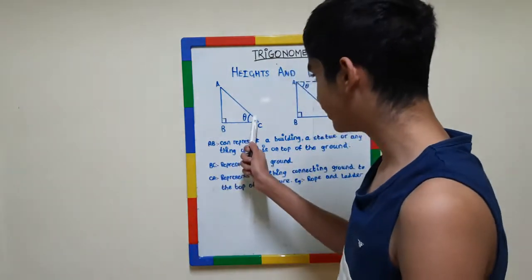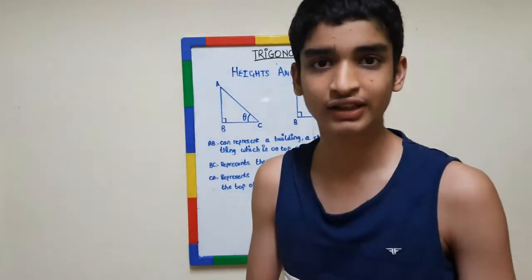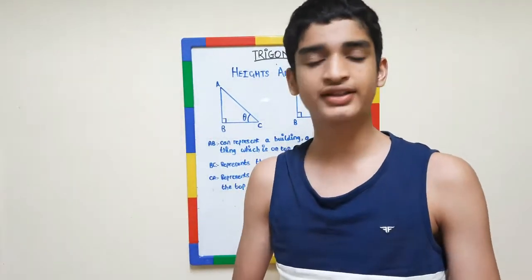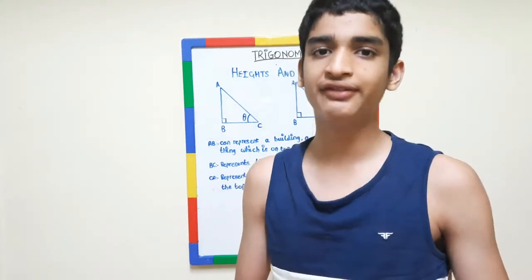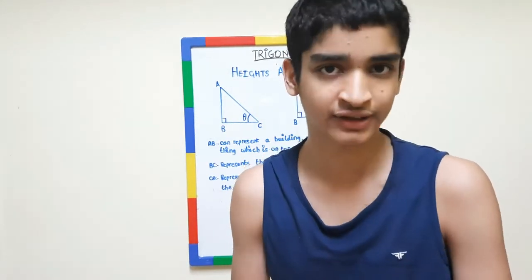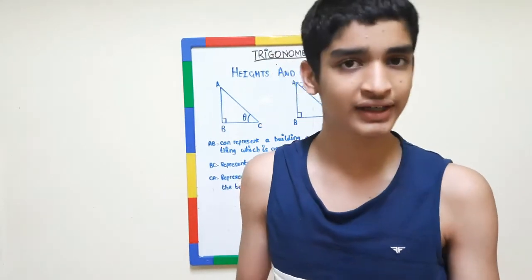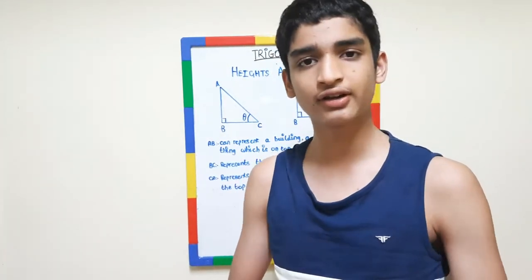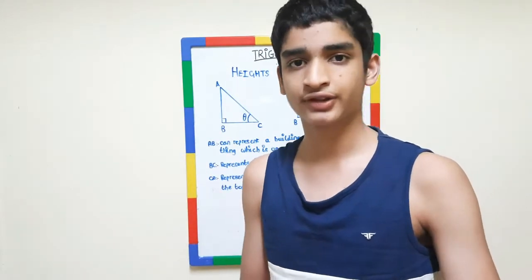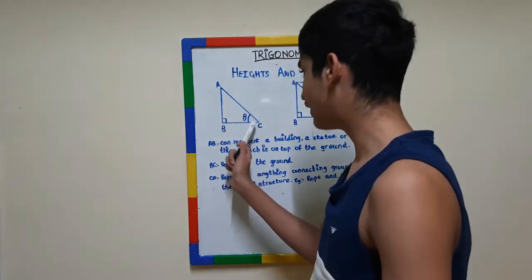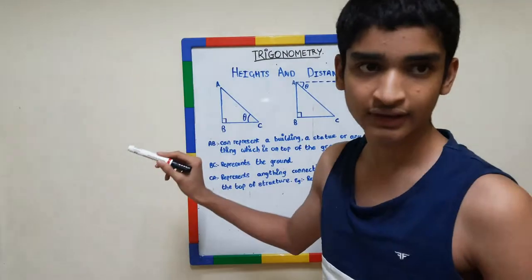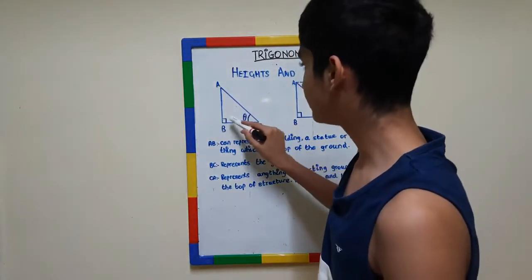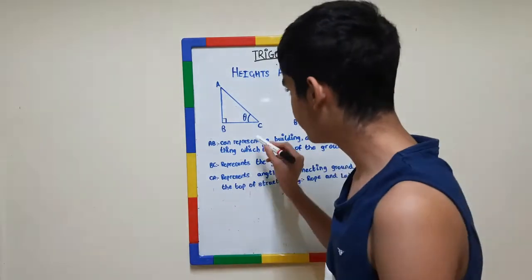Now this theta over here, this is the angle of elevation. What do you understand by elevation? By elevation you can think of it as high or going higher. Like the elevation of Mount Everest is 8,800 meters. The elevation of that building is 20 meters. So you can think of elevation as going up. So this angle of elevation is the angle going up. As you can see, it is facing up, right? Because it's in between the hypotenuse and the base, it's going up.